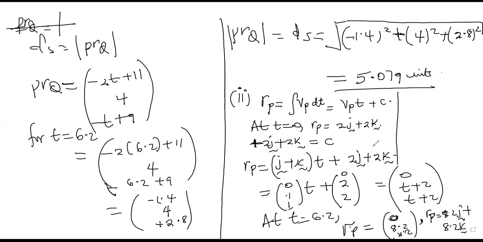The same applies to Q. Even for Q, you are going to follow the same idea. RQ would be equal to VQ t plus a constant. But at time t equals 0, we have RQ, the position of Q, obtained as negative 11i minus 2j minus 7k. Then you put it here, you replace it at C. Then you substitute for t as 6.2, and you get the position of Q at that time. So this is the same approach which can be followed.